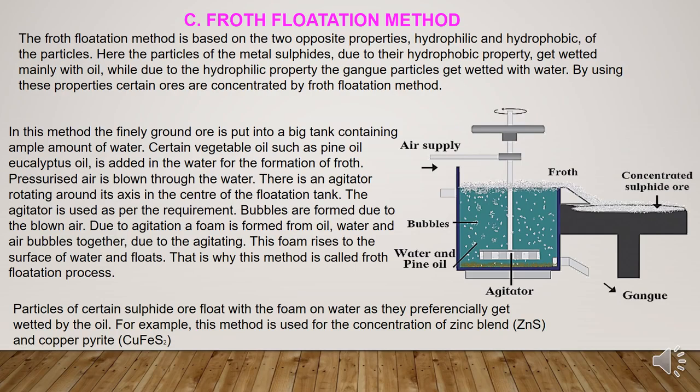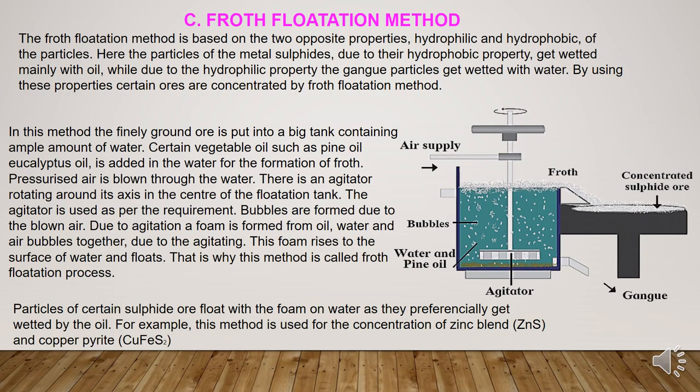एक होता है जो ore होते हैं वो तेल से वेट हो रहे हैं, और जो gangue particles हैं वो पानी से वेट हो जाते हैं. By using these properties, certain ores are concentrated by the froth flotation method. In this method, the finely ground ore is put into a big tank containing ample amount of water. यहाँ पर आप लोगों को दिख रहा है एक टैंक है जिसमें बहुत सारा पानी है, और इसके अंदर finely ground मतलब fine powder करके ore को डाला जाता है.